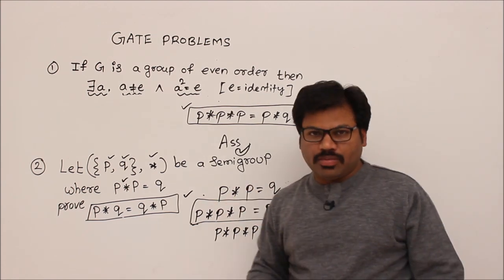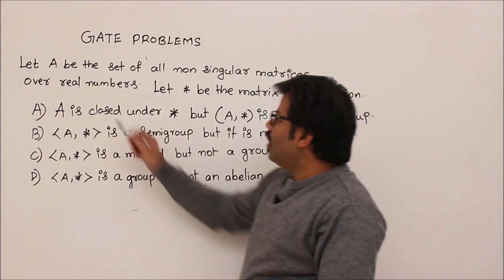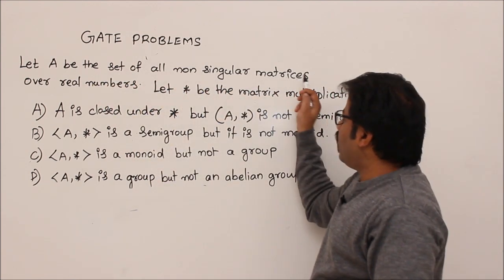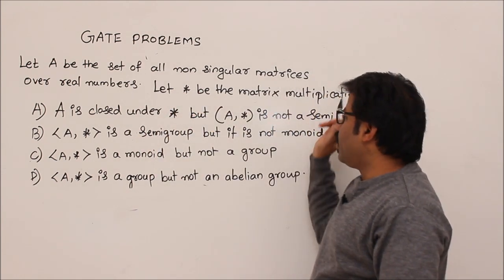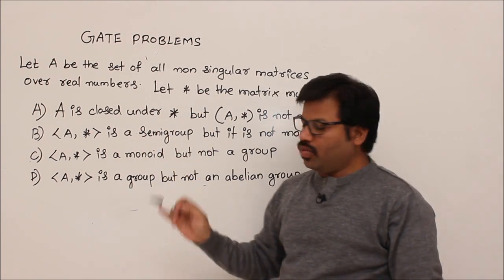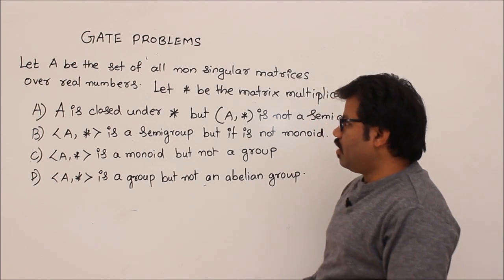Now we'll see some more problems. Now we'll see one more GATE question. Let A be the set of all non-singular matrices over real numbers, with the operation star being matrix multiplication. Then which of the following options is true? So we have to find out the correct statement.